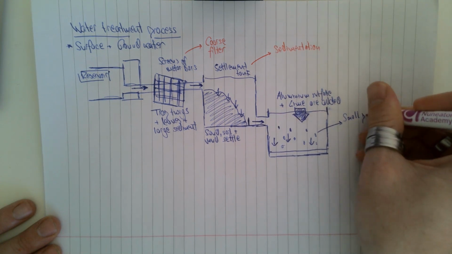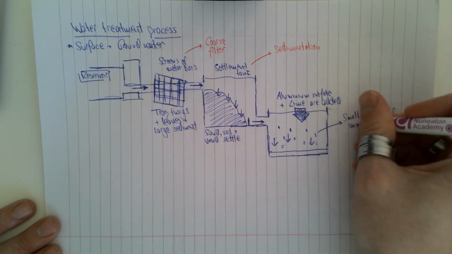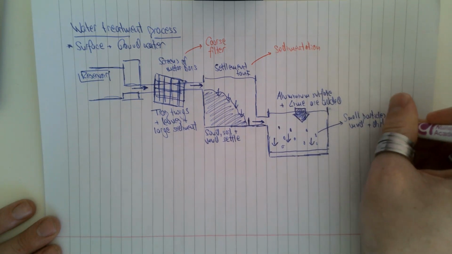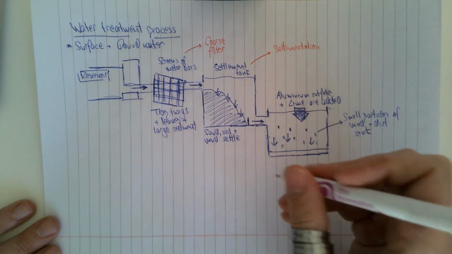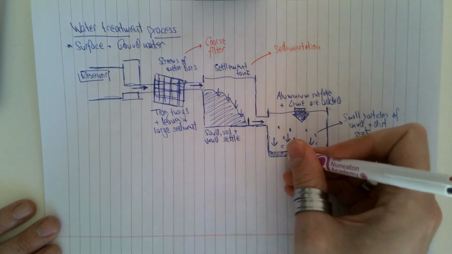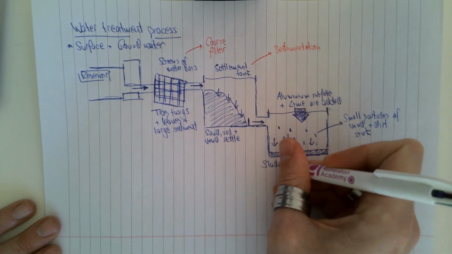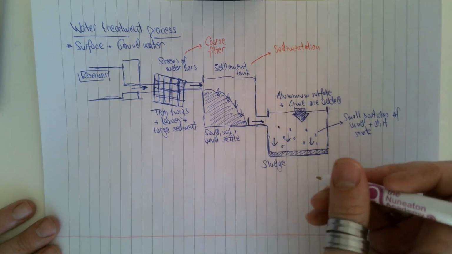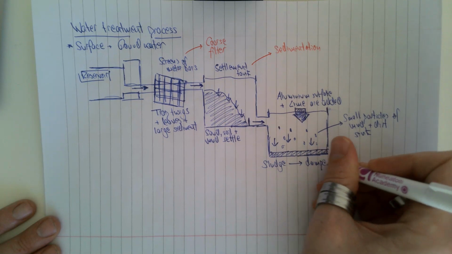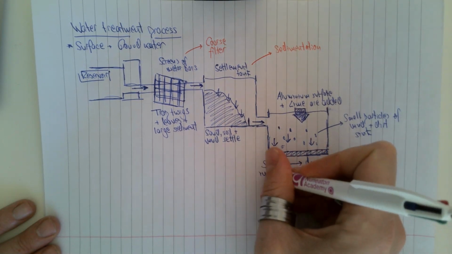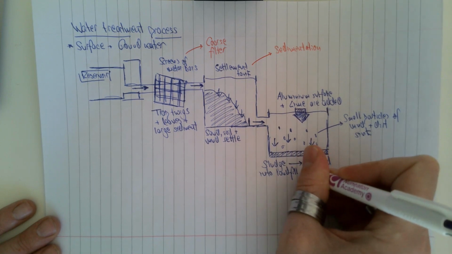Small particles of mud and dirt sink. Now, this is described as sludge. This can often be taken out and removed and dumped into things like the landfill. Dumped into the landfill as mud.